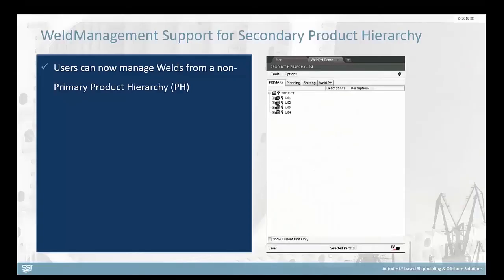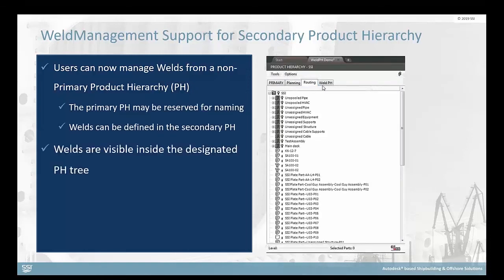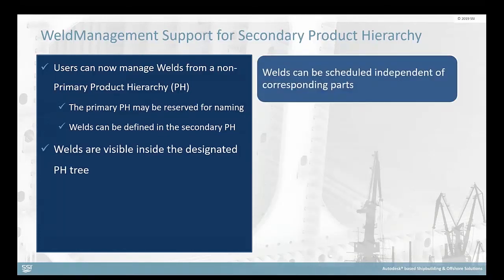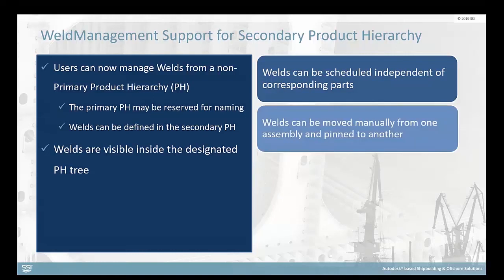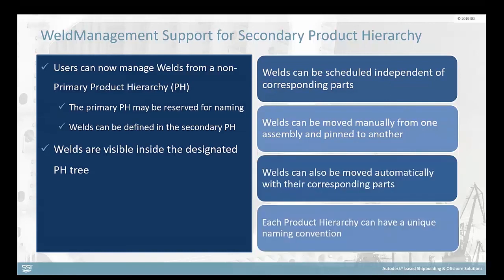Yeah, pretty powerful feature. You can now manage welds from a non-primary product hierarchy as well. Primary pH may be reserved for naming. Welds can be defined in the secondary pH. You've seen all this. Welds are visible inside the designated pH tree. So a lot of benefits to this. We can schedule welds independent of corresponding parts. Can move manually from one assembly and pin to another. Can also be moved automatically with their corresponding parts. And each product hierarchy can have a unique naming convention. So pretty rounded out, fully into the product hierarchy product.